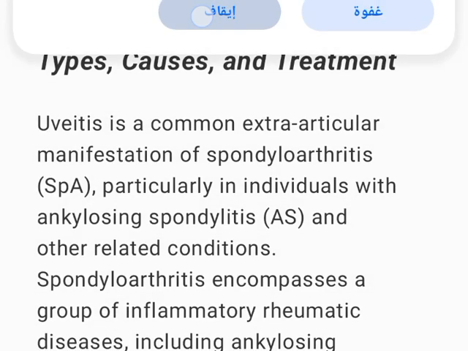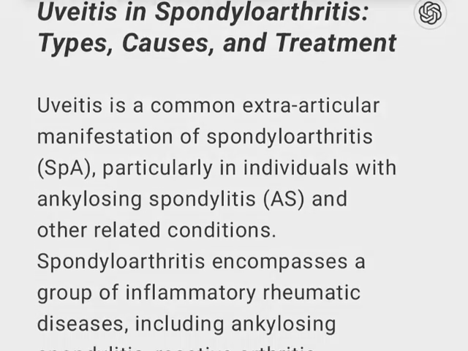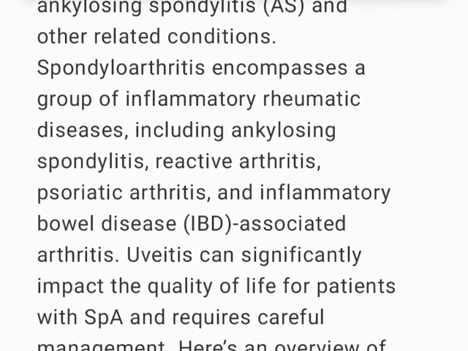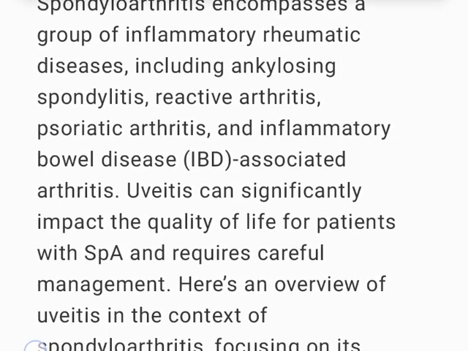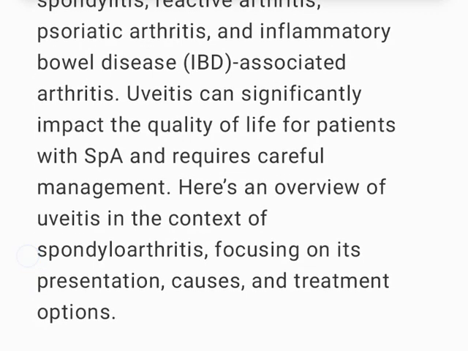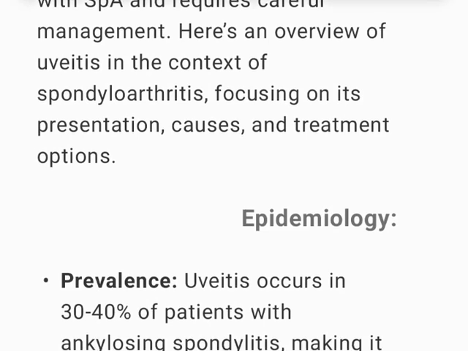Uveitis in spondyloarthritis: types, causes, and treatment. Uveitis is a common extra-articular manifestation of spondyloarthritis, SpA, particularly in individuals with ankylosing spondylitis, AS, and other related conditions. Spondyloarthritis encompasses a group of inflammatory rheumatic diseases, including ankylosing spondylitis, reactive arthritis, psoriatic arthritis, and inflammatory bowel disease, IBD-associated arthritis. Uveitis can significantly impact the quality of life for patients with SpA and requires careful management. Here's an overview of uveitis in the context of spondyloarthritis, focusing on its presentation, causes, and treatment options.